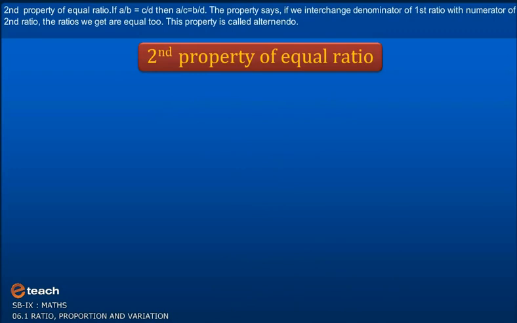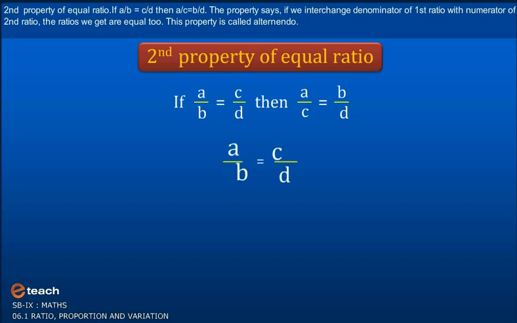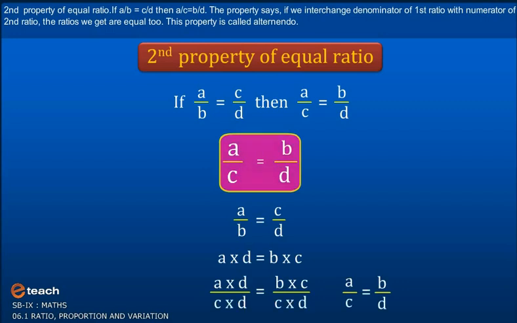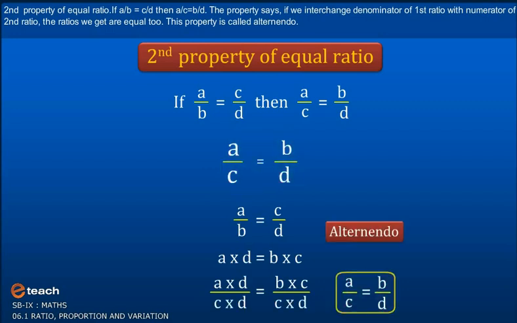Now, second property of equal ratio. If A by B is equal to C by D, then A by C is equal to B by D. The property says, if we interchange denominator of first ratio with numerator of second ratio, the ratios we get are equal too. And this property is called alternando.